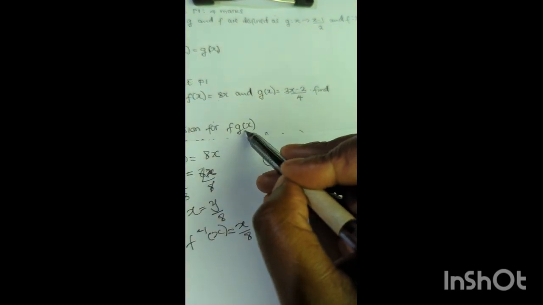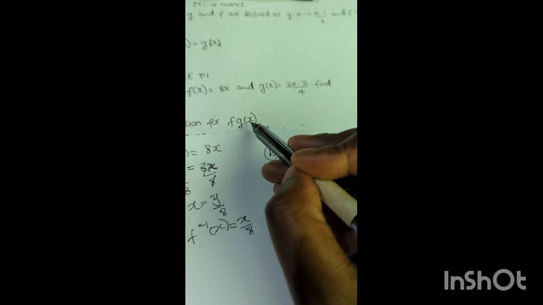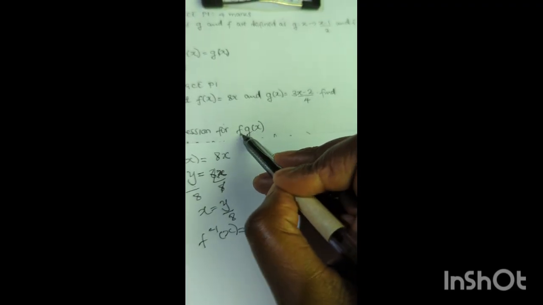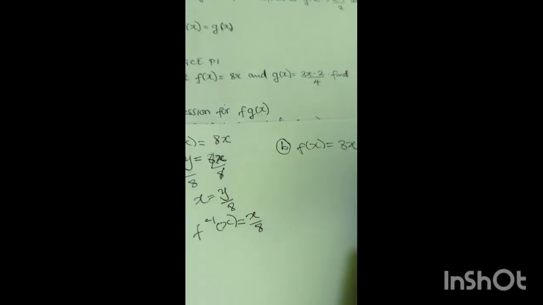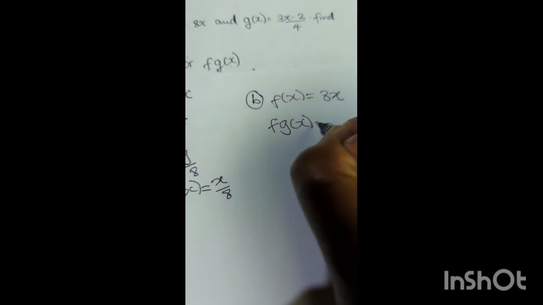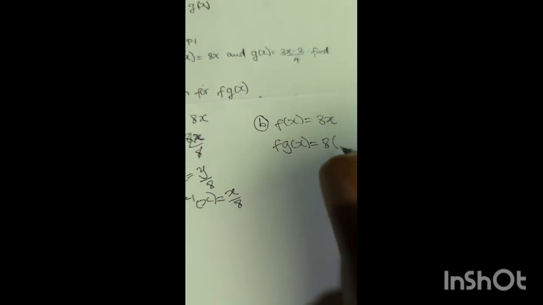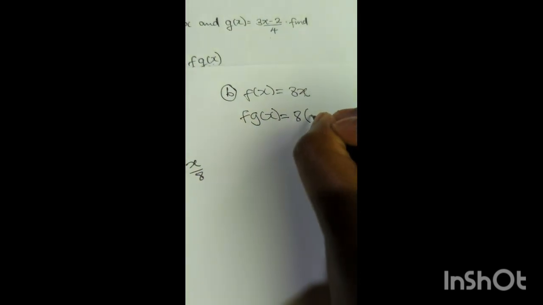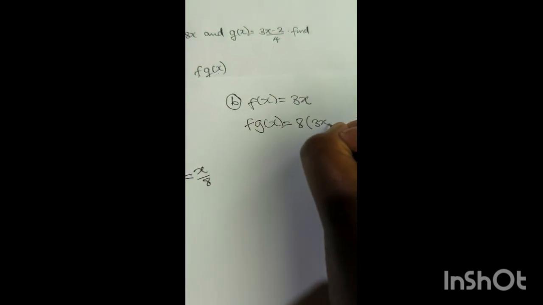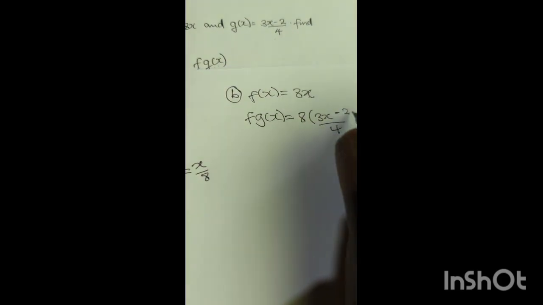So if it was g, find g of f of x, meaning you're going to write g of x first. Then in g of x, where there's x, you're going to replace f. But it was given to us the other way around. So we're going to say f g of x is equal to 8, open brackets, where there is x, what am I putting? This function now. So it's going to be 3x minus 2 over 4, okay?